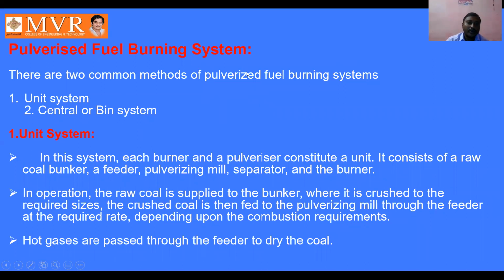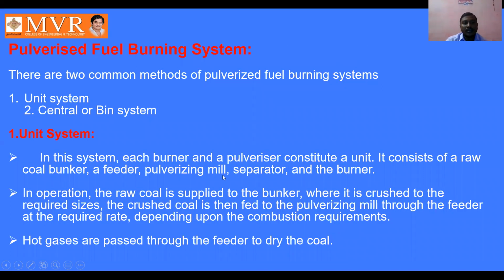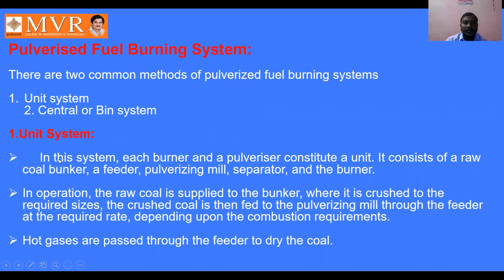Here the pulverized fuel burning system is of two types. The first one is the unit system, and the second one is the central or bin system. After observing the diagram, we can understand clearly points 1, 2 and 3 here. In this system, each burner and a pulverizer constitute a unit, meaning the burner and a pulverizer are one unit, and it consists of a raw coal bunker.